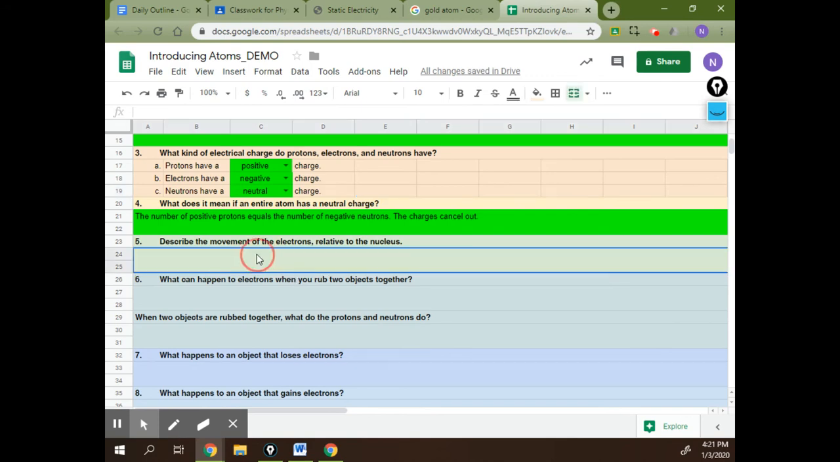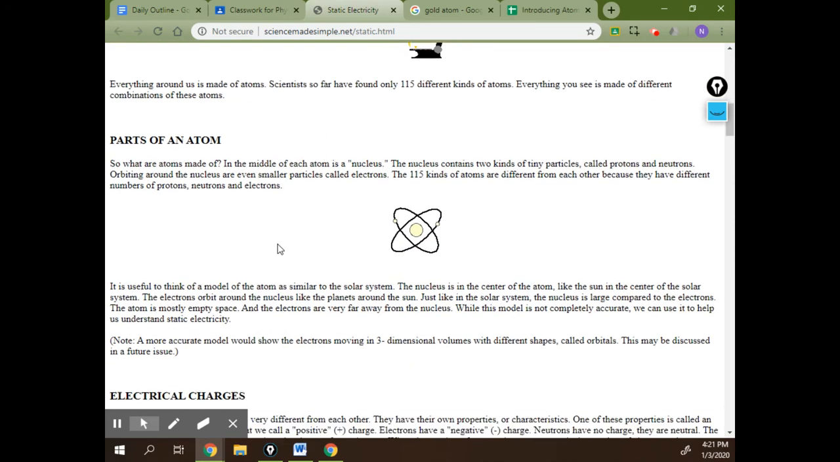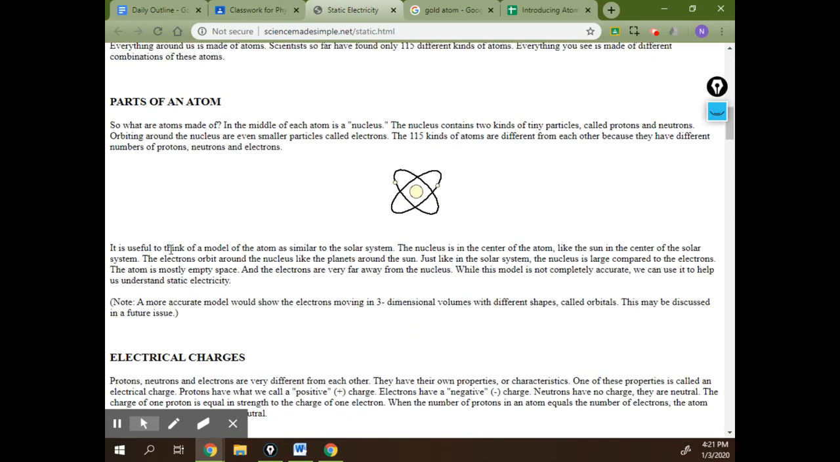All right, describe the number 5. Describe the movement of electrons relative to the nucleus. Skip back up to parts of an atom. Here's where I'm going to flip my lid. This reading is a little simplified. I think it's meant for little kids littler than you. It is useful to think of a model of an atom similar to the solar system. Not really, right? Because, all right, anyway, the nucleus is in the center of the atom like the sun in the center of the solar system. Okay, yeah. Electrons orbit around the nucleus like planets around the sun.